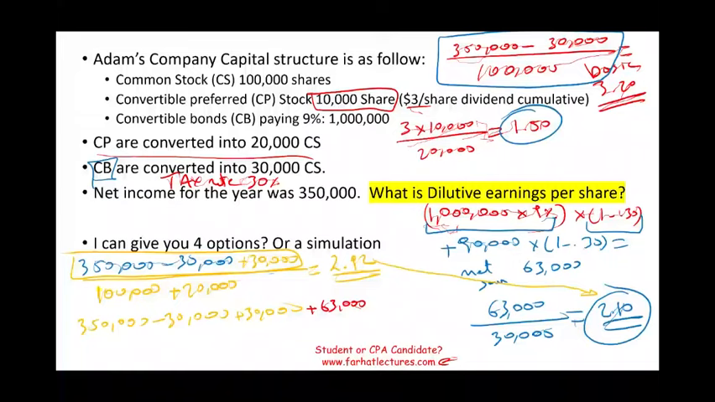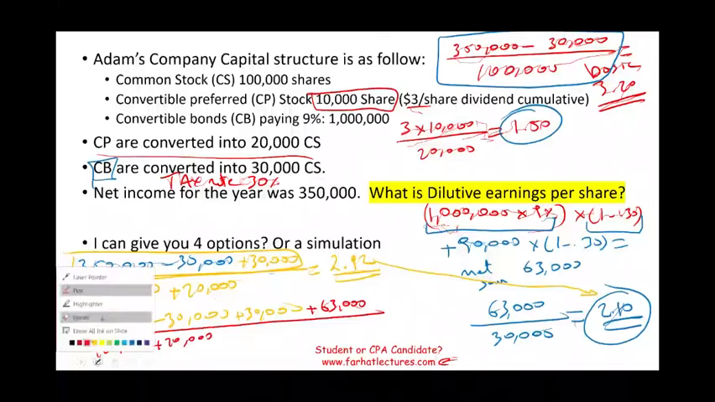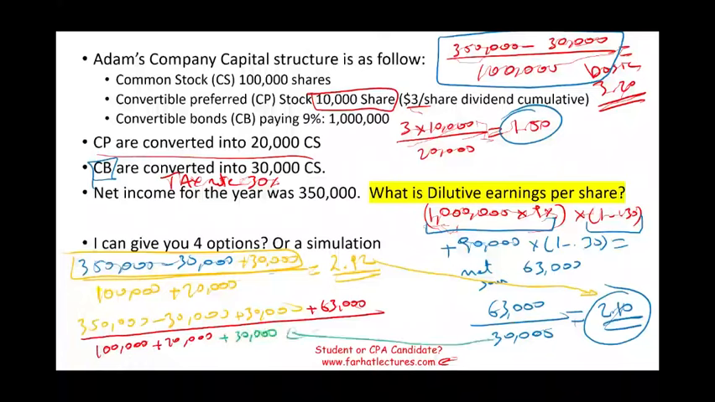I saved 90,000 on the interest, I lost 27 on the tax, therefore I add 63, and I'm going to divide this by 100,000 shares of the original issuance plus 20,000 of the convertible preferred stock. Now I'm going to add 30,000 shares from the convertible bond. Now I'll need to compute this, and it should be lower than 2.92. It is 2.75. So my diluted earnings per share is $2.75. So indeed, as I expected, it was dilutive and it went down.